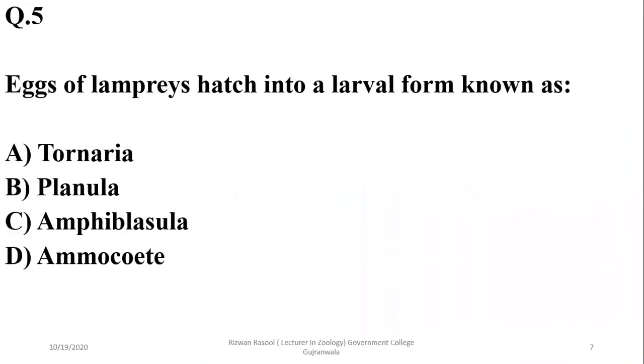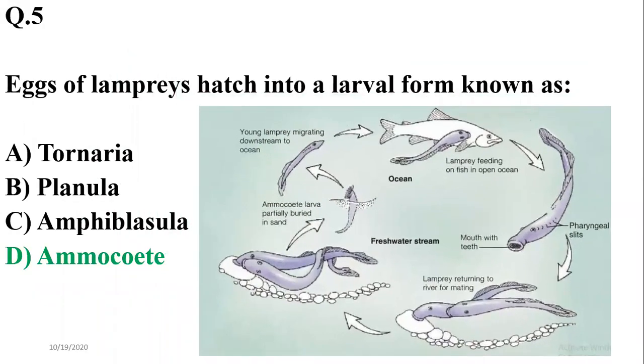Number five, eggs of lampreys hatch into a larval form known as. The larval form of lampreys is ammocoete larva. As you can see over here in this classification, after hatching, the larval forms, which are filter feeders and partially buried in the sand, are known as ammocoete larvae. But the adult forms are ectoparasites on other fishes. So the right option over here will be delta.